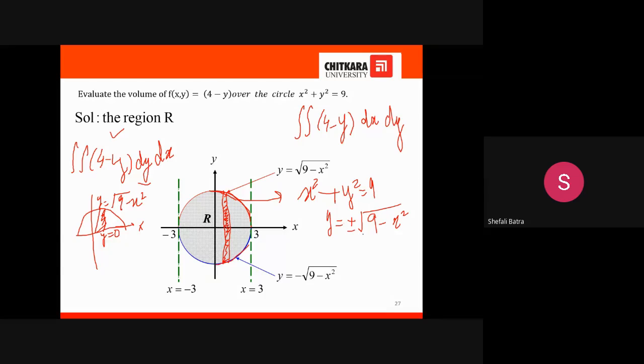square and y is equal to minus under root 9 minus x square, because we are considering complete circle. So here this curve would be defined by y is equal to minus under root 9 minus x square, and this curve is defined by y is equal to plus under root 9 minus x square. So that is why limit of y would be negative under root 9 minus x square to positive under root 9 minus x square.